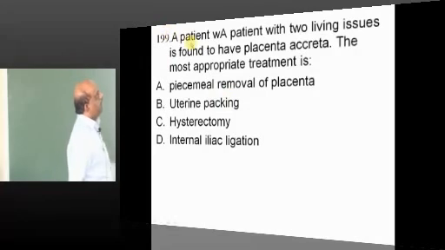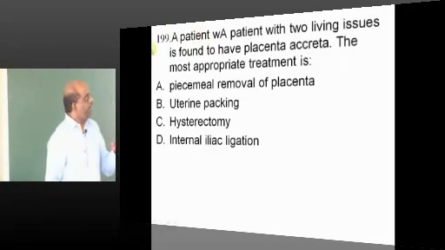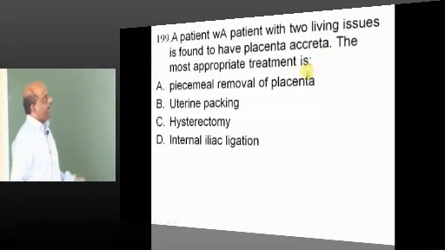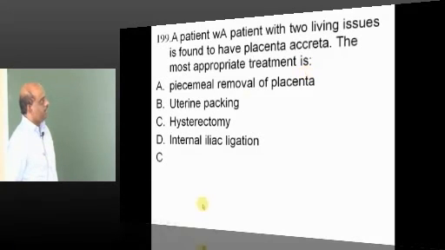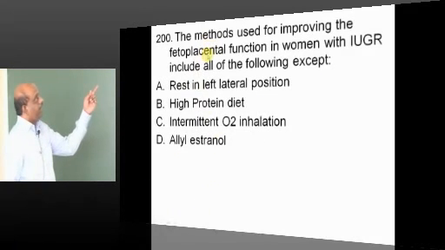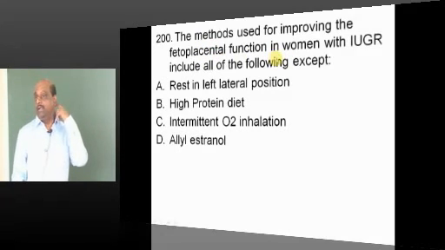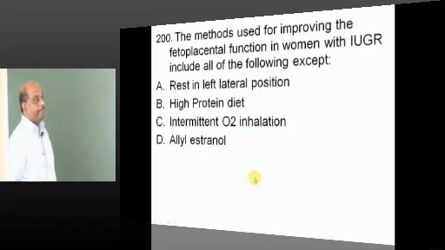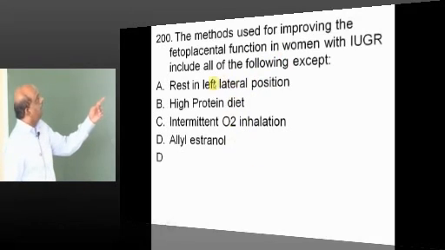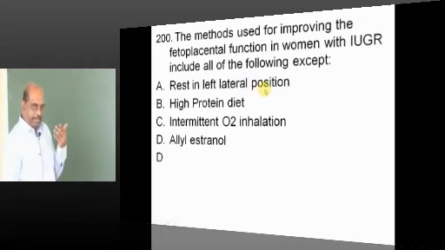Now doctor, a patient with 2 living issues, placenta accreta, hysterectomy. Right? That's right. Then fetoplacental function. What are the tests that are done to know the well-being of the baby? B. Rest in left lateral position increases the blood flow. High protein diet and oxygen inhalation, all of them are basically used.